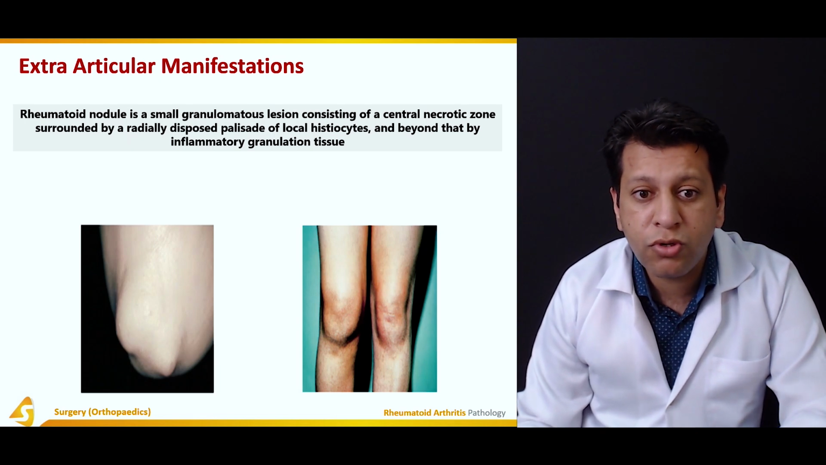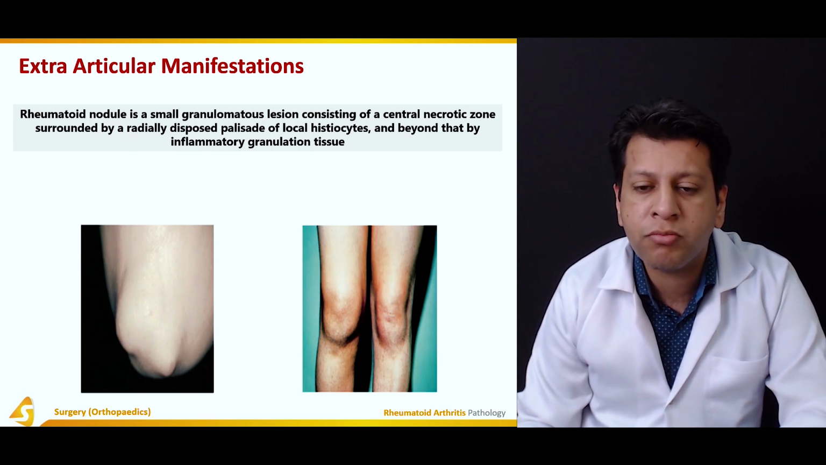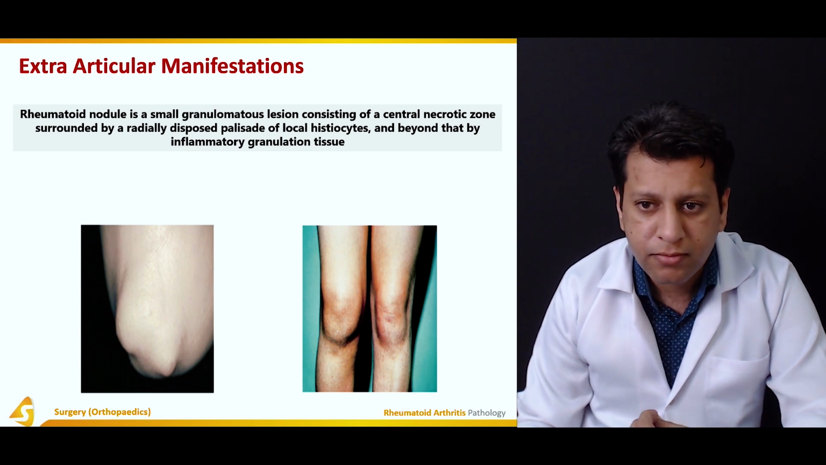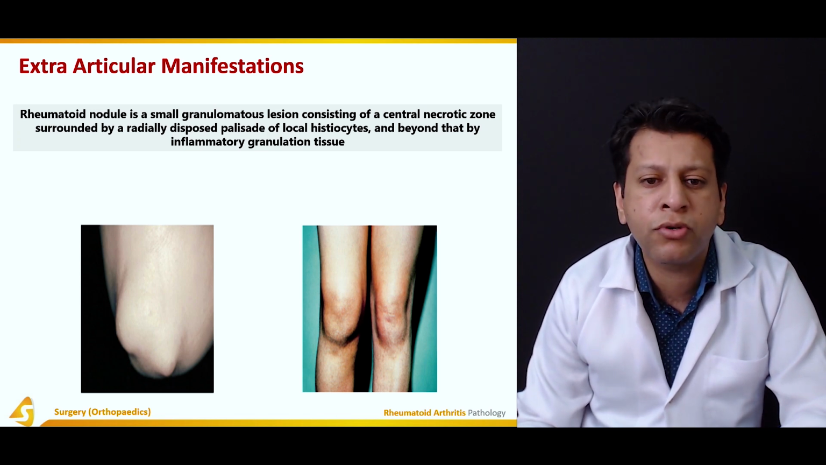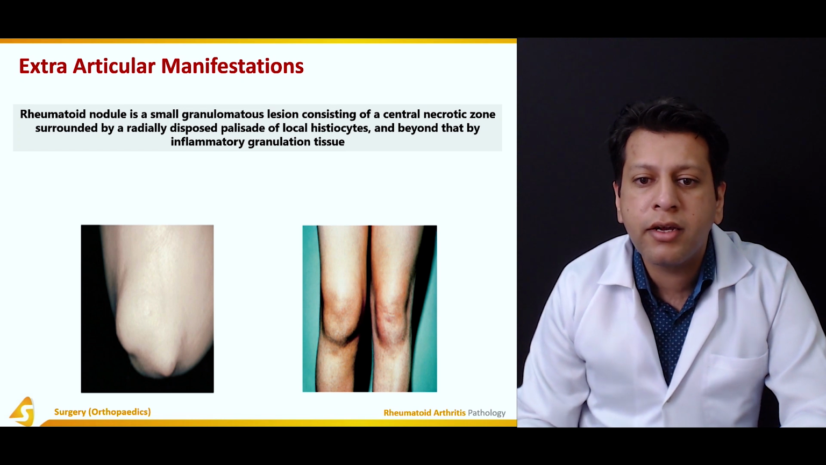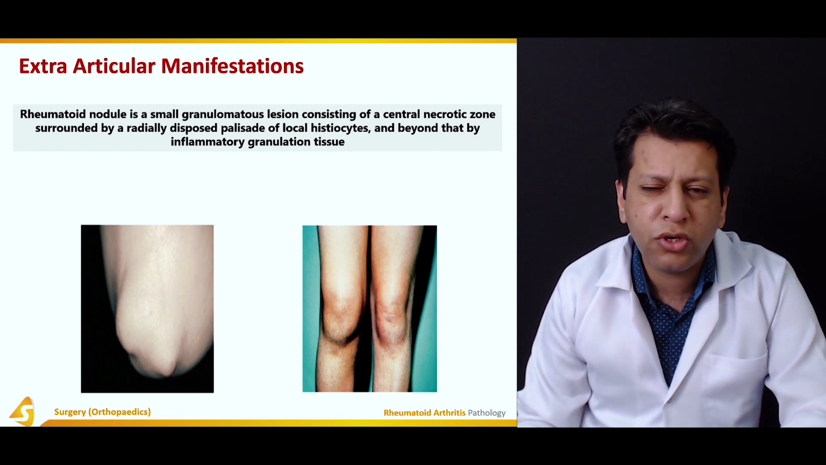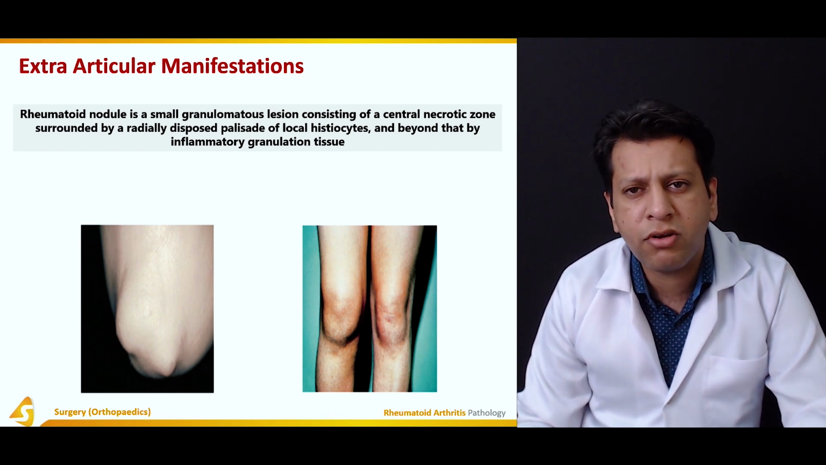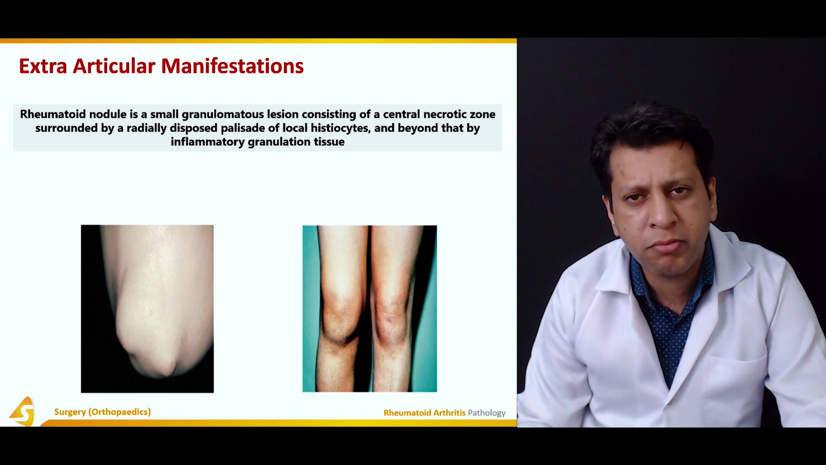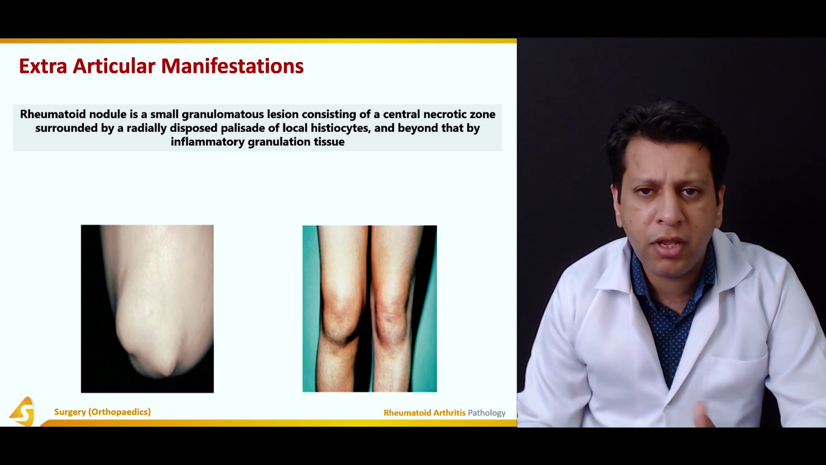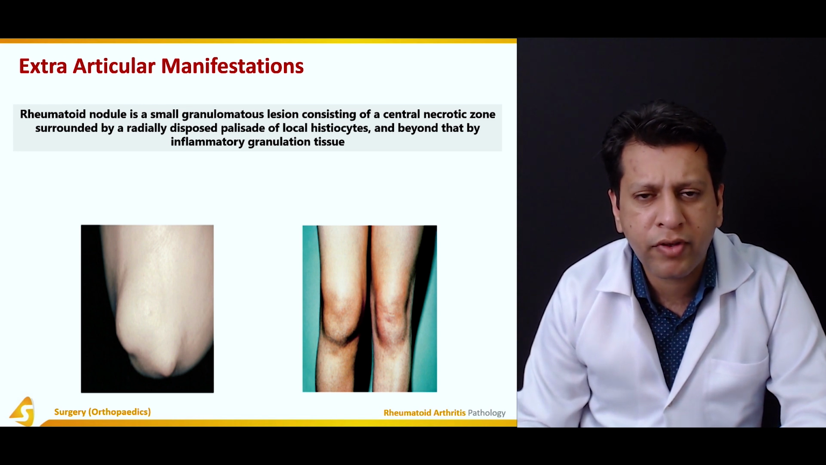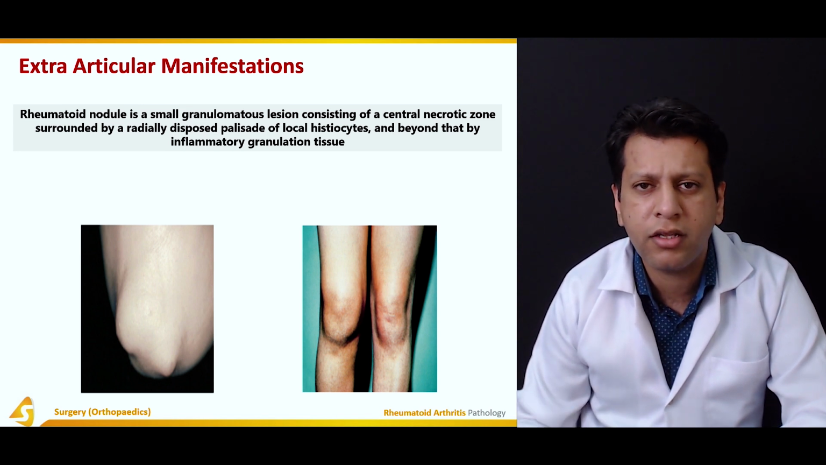Now, as I've just told you, the rheumatoid nodule is a small granulomatous lesion consisting of a central necrotic zone surrounded by a radially disposed palisade of local histiocytes, and beyond that there is inflammatory granulation tissue. They are usually present on the dorsal side most commonly, but they could be present on the flexor side as well, mainly on the metacarpophalangeal sides of the dorsum of the hand, on the wrist, and at the elbow.